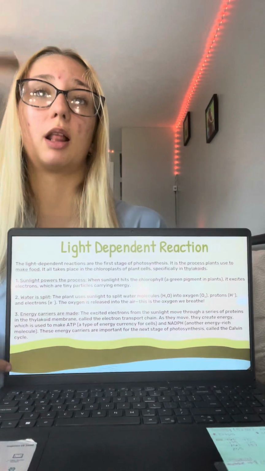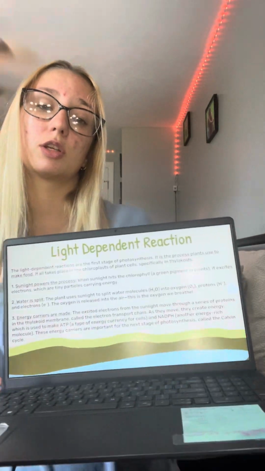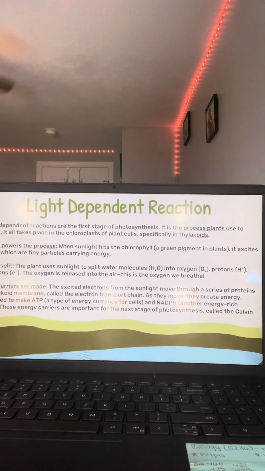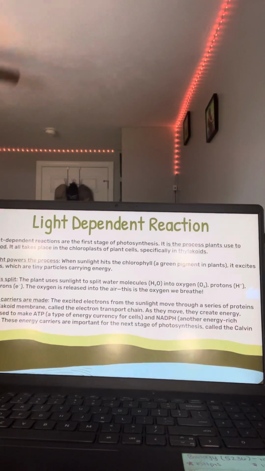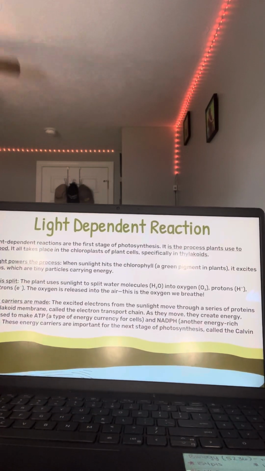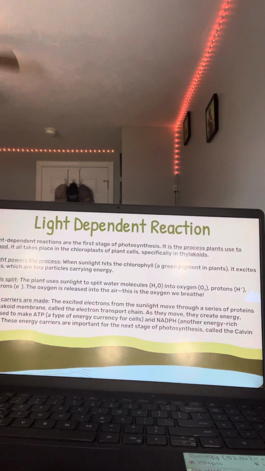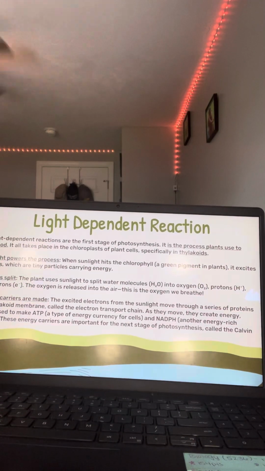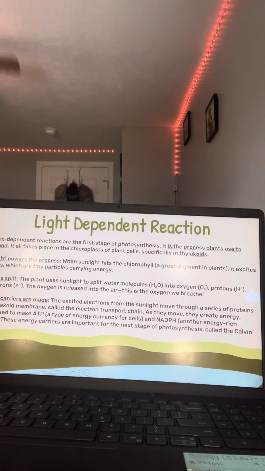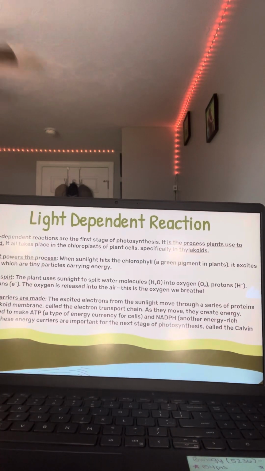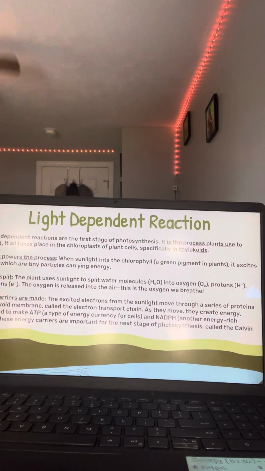And then we're going to go through our light-dependent reaction. So this one requires light, which is why it is light-dependent. Up here, you're going to see the light-dependent reactions are the first stage of photosynthesis. It is the process plants use to make their own food. It all takes place in the chloroplast of the plant cells, specifically the thylakoid. So the light-dependent reaction is thylakoid.